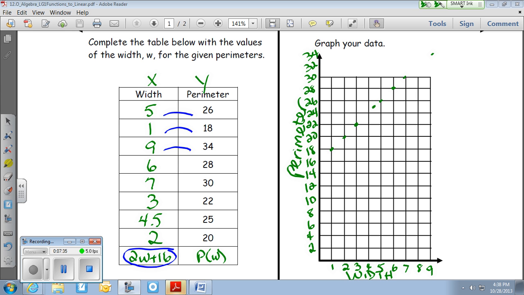So that's all we had to do for this one, but it's definitely showing a relationship there. And that is definitely a function. All right, let's go ahead and pause and finish this if you need to. And then we're going to move on to the back page.